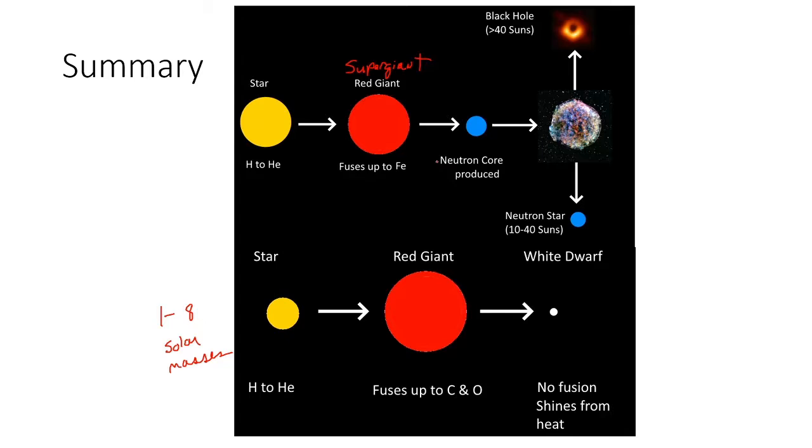If the star explodes and it's lower, about 10 to 40 suns, it'll just remain as basically a big ball of neutrons spinning very, very fast in the sky. If it's very, very heavy, it will form a black hole. And the black holes are so heavy and they have such intense gravity that they bend space around them.